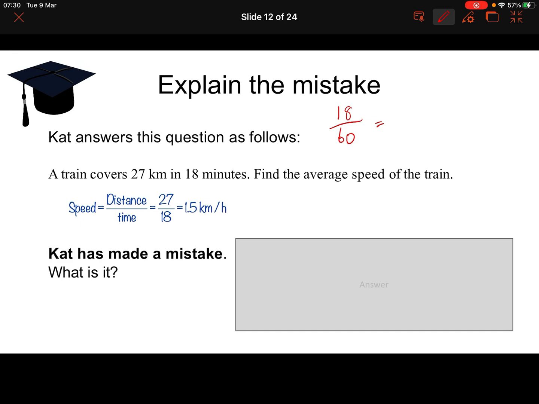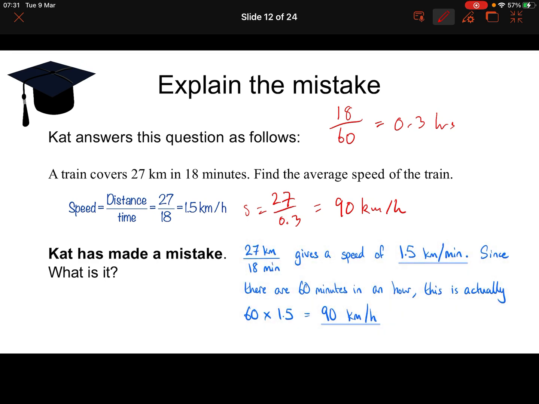18 divided by 60 is equal to 0.3 hours. So we should have done 27 divided by 0.3. 27 divided by 0.3 is 90. So we're actually travelling at 90 kilometers per hour, which is a much more realistic speed for a train. You'll actually get somewhere on time if you do that. Okay, so please be careful with your units.